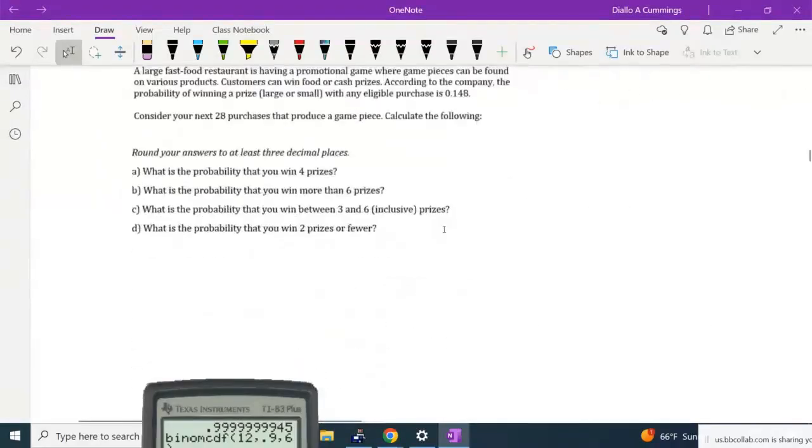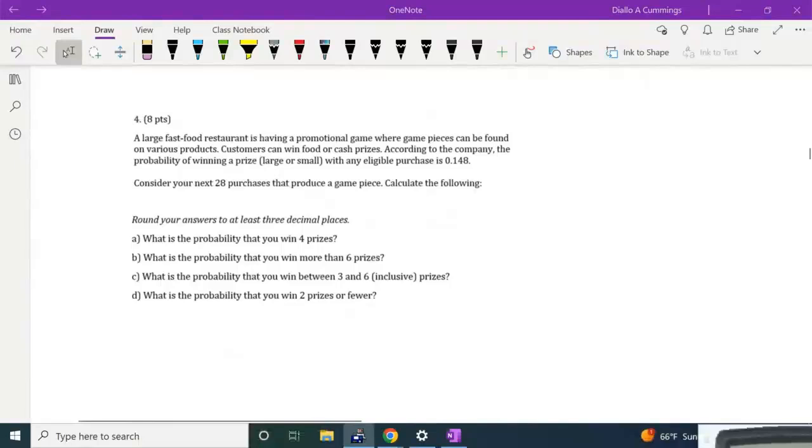All right, so let's take a look at number 4. So 4 is basically the same as 3. This is a different concept. It says a large fast food restaurant is having a promotional game where game pieces can be found on various products. I don't even think they do that anymore. Like when I was small, you could go to McDonald's and they had all these little characters and stuff in the Happy Meals. I don't even think they do that anymore.